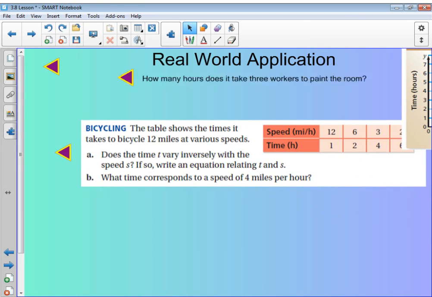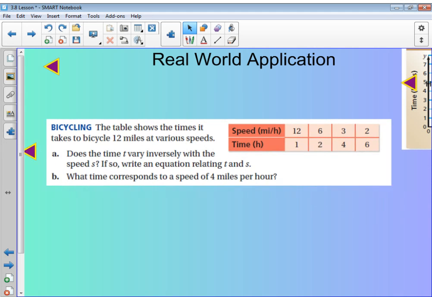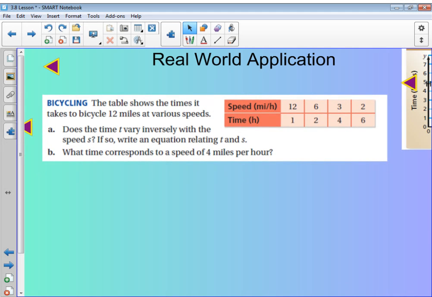All right, so here's the next one. This time we're working off of a table. The table shows the time that it takes to bicycle 12 miles at various speeds. Does the time t vary inversely with the speed s? If so, write an equation that relates t to s.